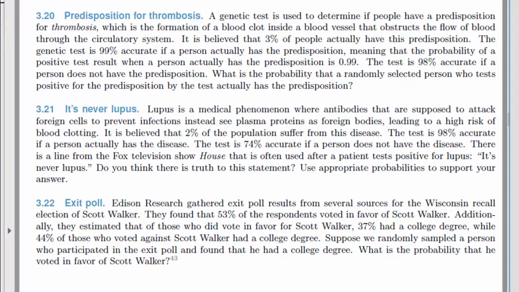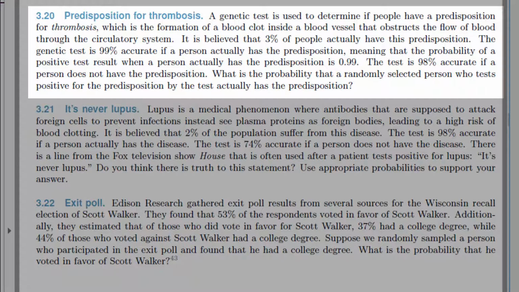Let's take a look at a conditional probability problem. This is coming from the OpenIntro Statistics 4th edition book. And let's look at this predisposition for thrombosis.